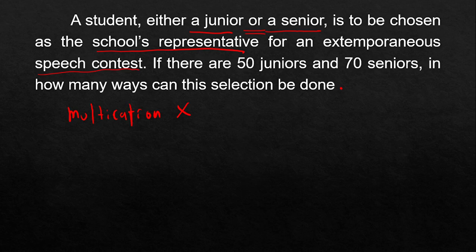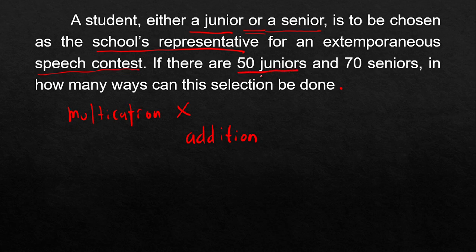We cannot multiply 50 times 70. We are not asked how many possible outcomes. We are choosing our school representative, so you need to pick one. It is either one from 50 juniors, or one out of 70 seniors. So it can be done by using the addition rule. It can't be multiplied.